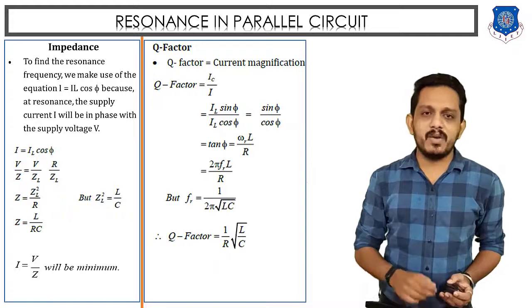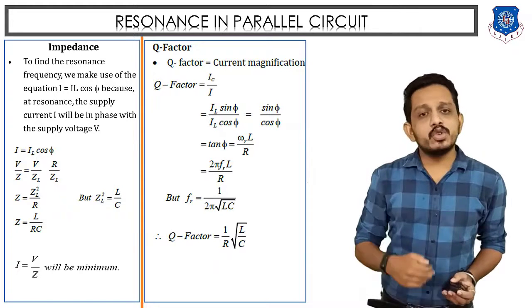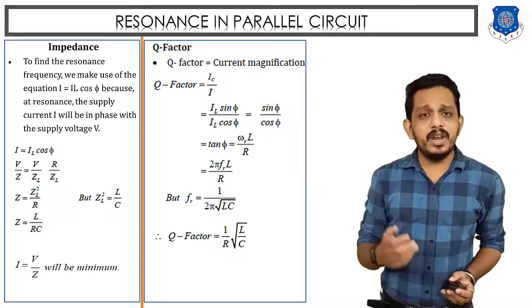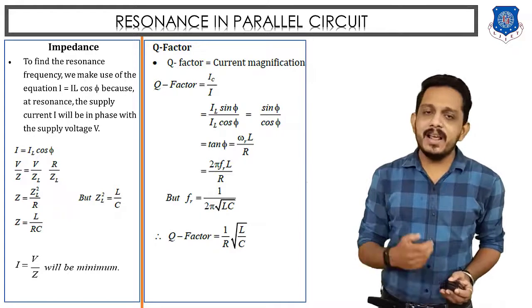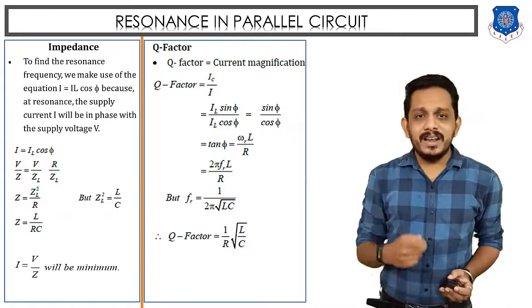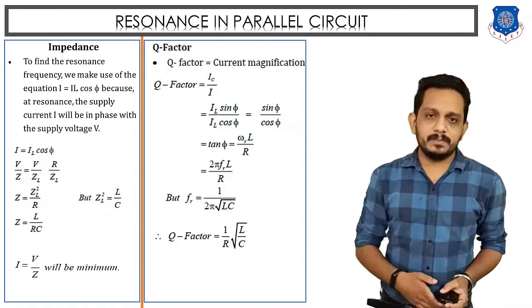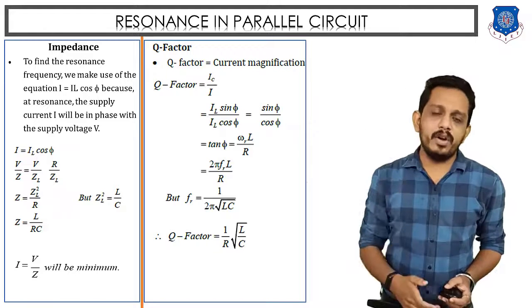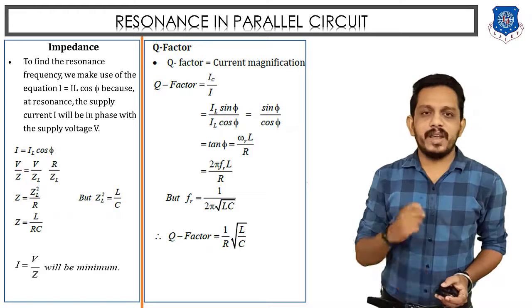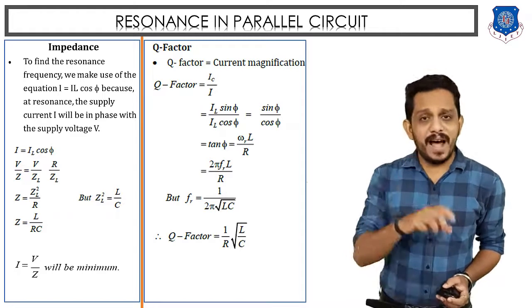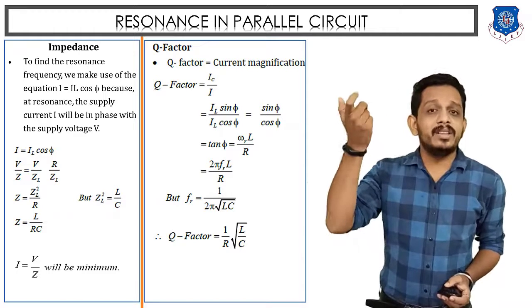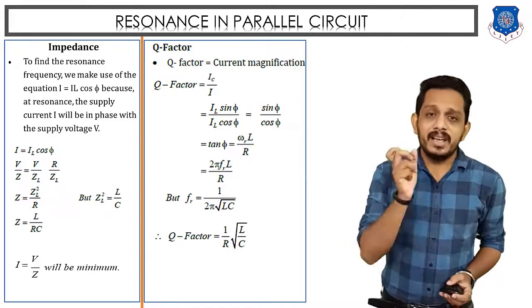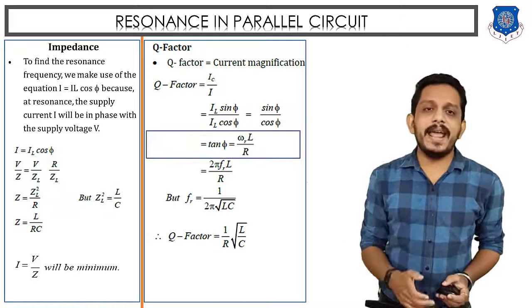So the Q factor is equals to IC upon I. So if we place the value of IC and I in this equation, then we know that IC is equals to IL sin phi, and the supply current I is nothing but IL cos phi. So if this IL is cancelled out, then it will be sin phi upon cos phi, and this sin phi upon cos phi is nothing but tan phi, and this phi is the angle of the resistor and inductive branch only. This is not the resultant angle of the whole circuit. This is the angle of the first branch.